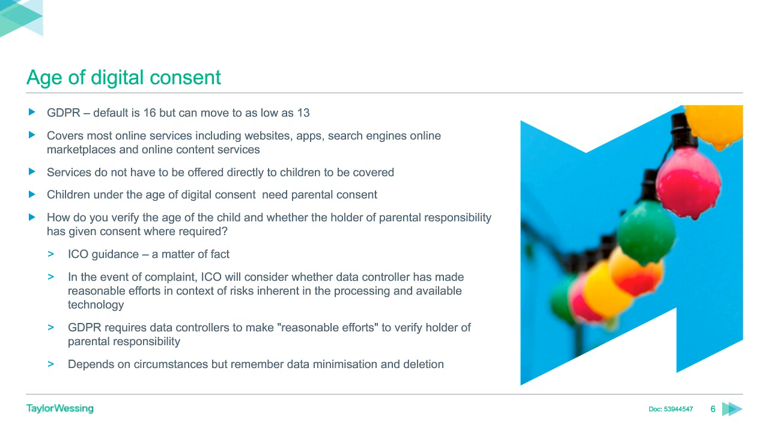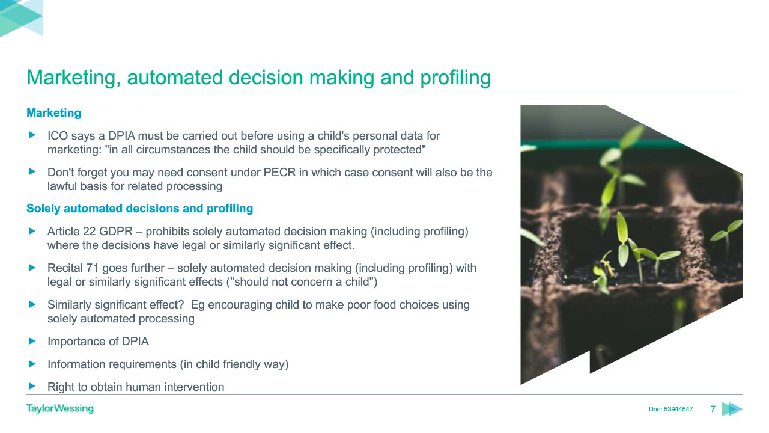One area where the ICO is very clear that you do need to carry out a DPIA before processing a child's data is when you're doing it for marketing purposes, and this covers direct marketing and targeted or online behavioural advertising. The ICO says that in all circumstances, the child should be specifically protected, and it's crucial not to exploit any lack of understanding or vulnerability.